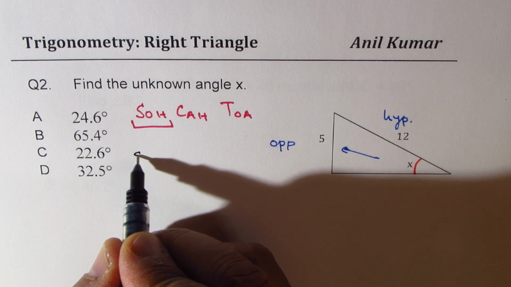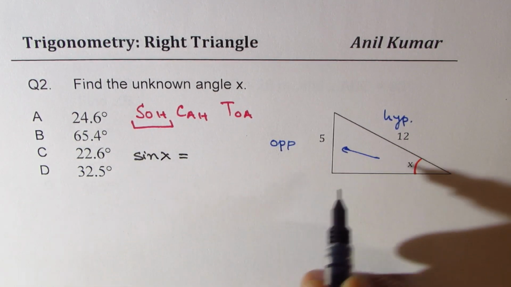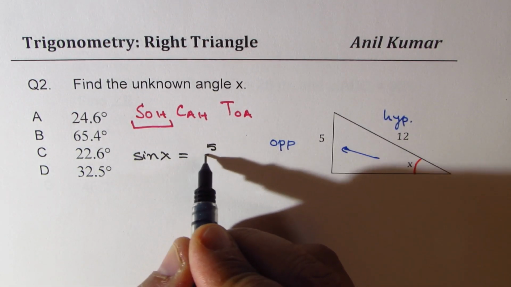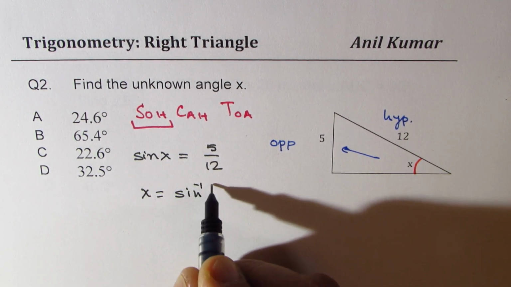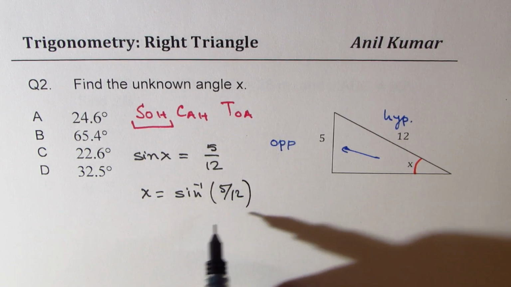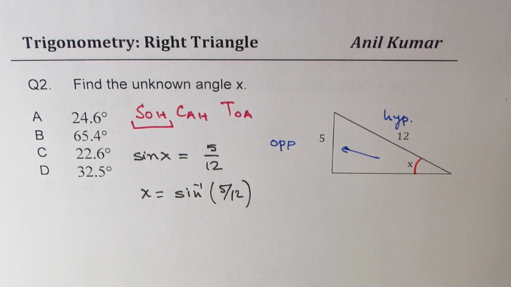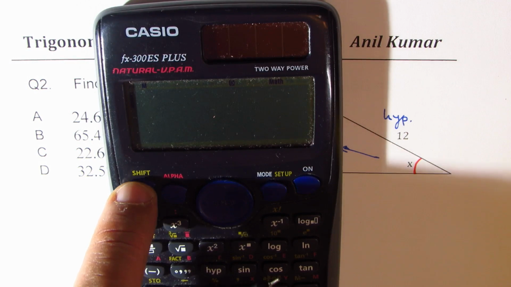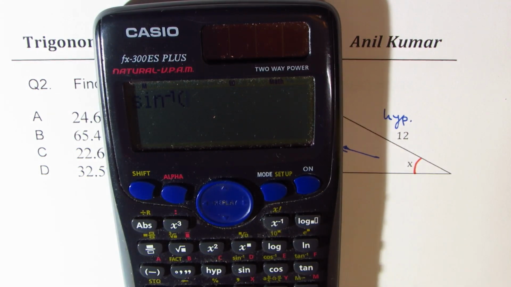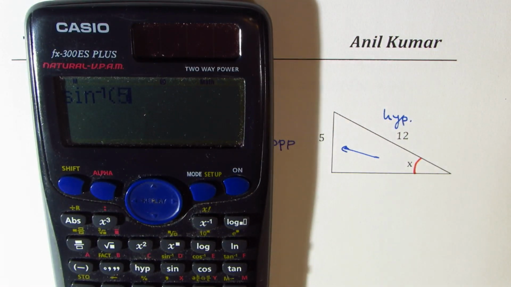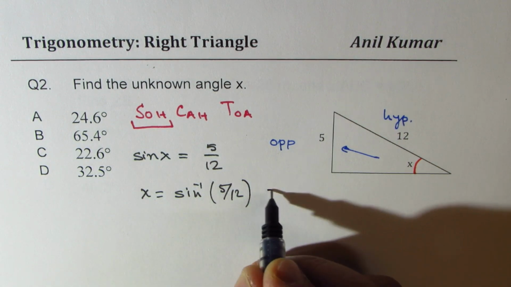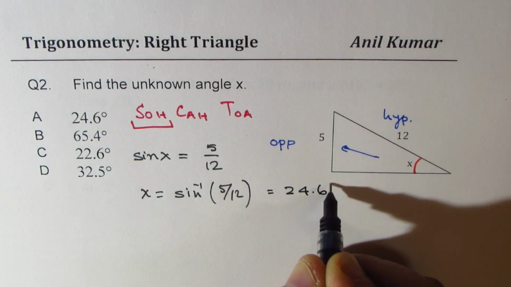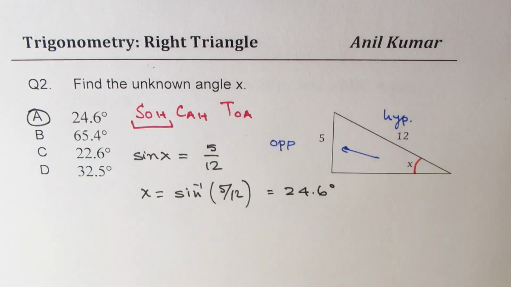So we can write here that sine x is equal to 5 over 12. So x is equal to sine inverse of 5 over 12, correct? So let's use the calculator. Sine inverse is with the shift sine, and within brackets you do 5 divided by 12, bracket close, equals to, you get angle 24.6, which is again option A.